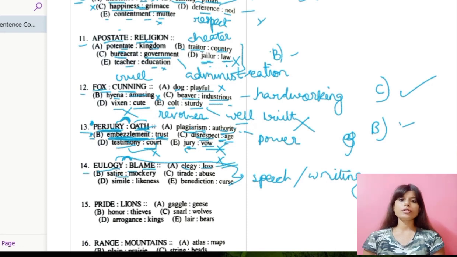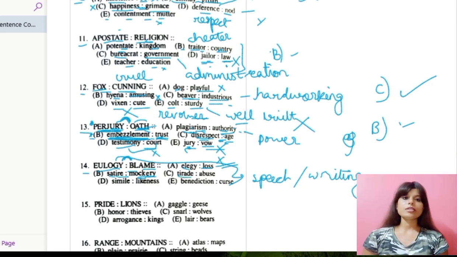Moving over to number B, that is satire and mockery. Now satire means you are using taunting words, okay? You are sarcastically telling something. And mockery means making fun of. So satire and mockery, no, it's not going with eulogy and blame.